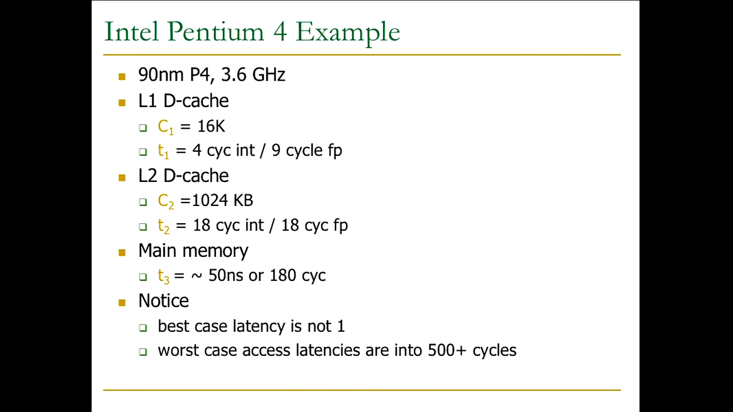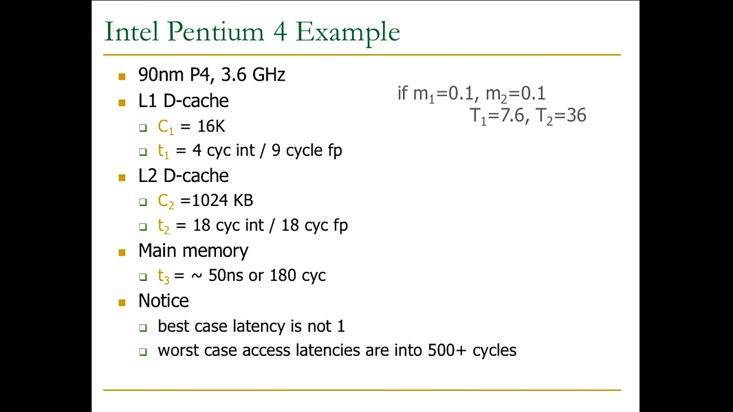So notice that best case latency is not 1. Because this is so high frequency, it takes 4 cycles to access the cache. And worst case access latencies are actually into 500 plus cycles. And that's the nature of things today. Memory latencies are very long because we know how to make computation fast. But making memory faster is a different issue. It's more costly. So let's take a look at some trade-offs.